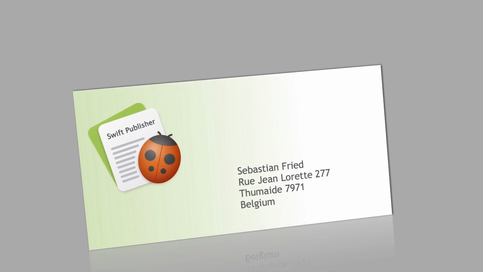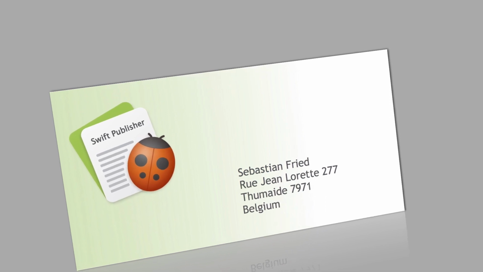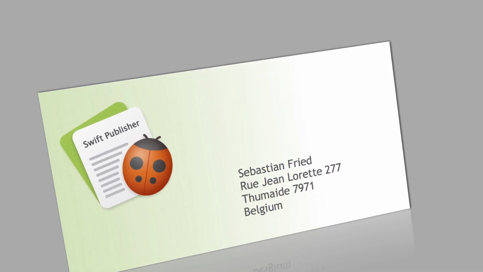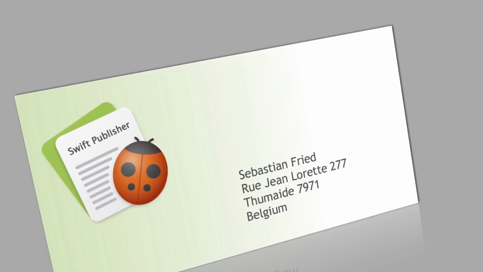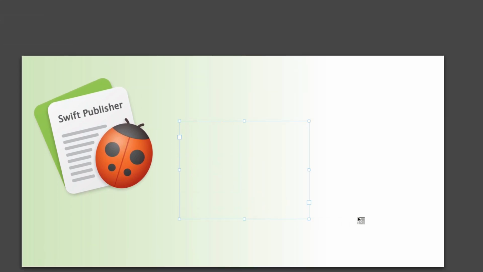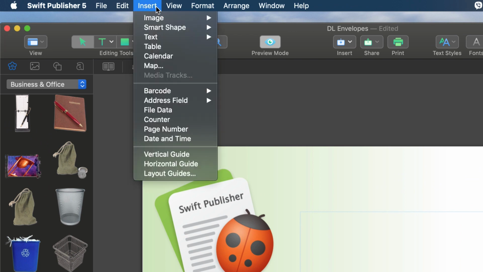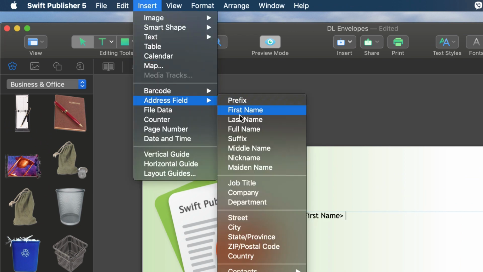Although you can add individual fields to anywhere on your page, it is much better if all address fields appear in a text box. This way, your address will behave as a solid object. To draw a text box, just use this tool from the toolbar. Don't forget about adding spaces between fields.